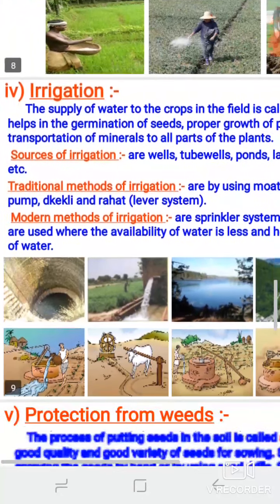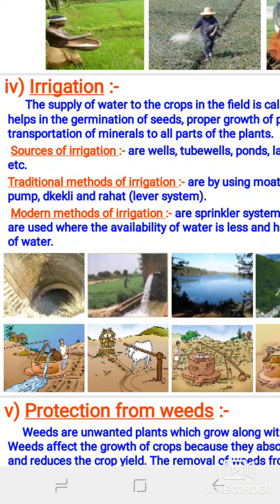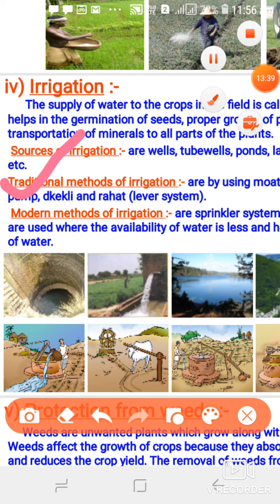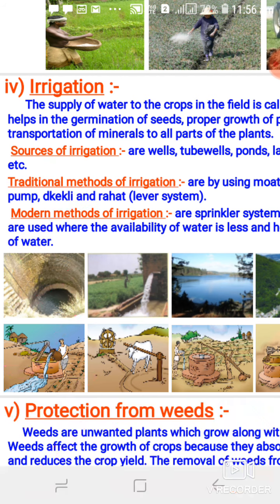And after that, irrigation. Some irrigation sources are traditional methods and some are modern methods. In the traditional method, we are using what we have used traditionally. And modern technology is with the help of sprinklers and some other new technologies.